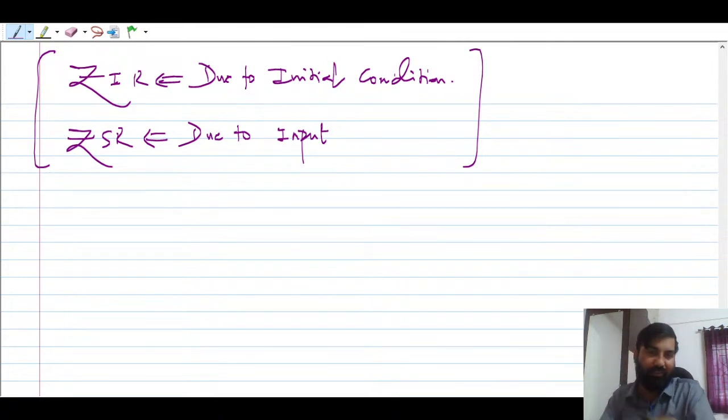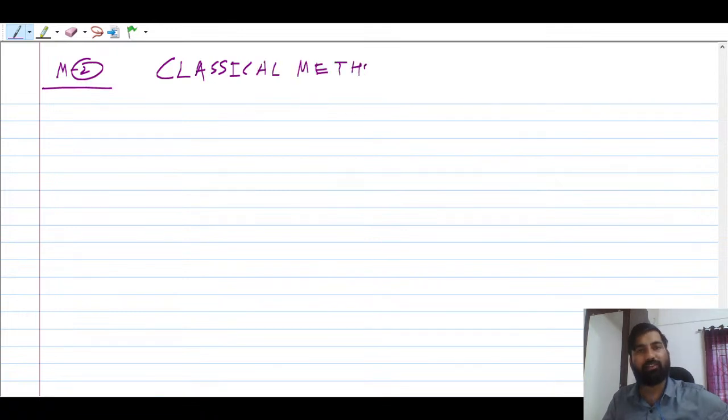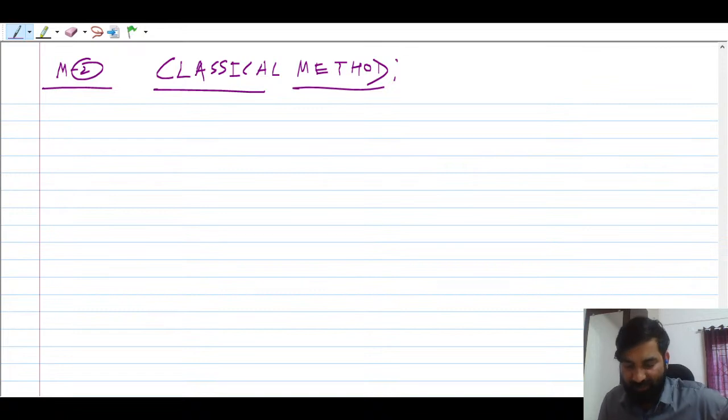So this is the first method that you can always go for, which is the Laplace domain method, and we are comfortable with this method. But the second method we call the classical method. Let's look at method 2 as well. We call it the classical method. So the second method is the classical method.